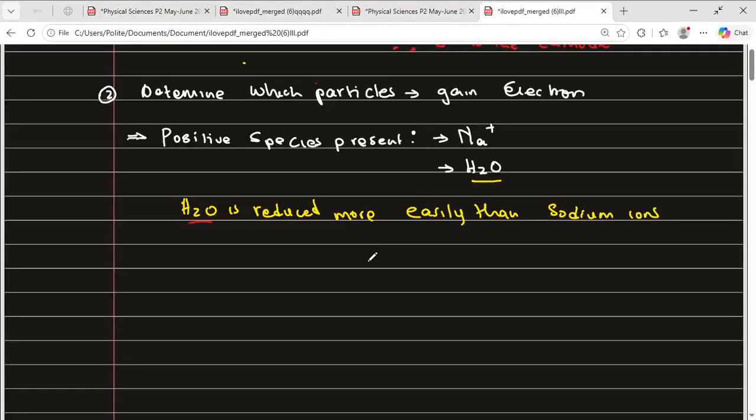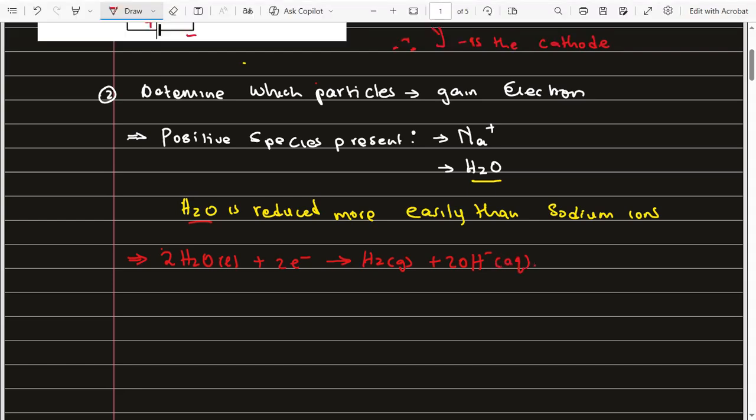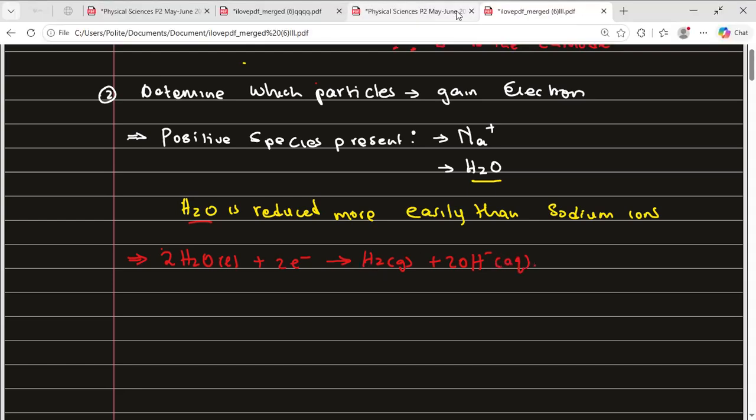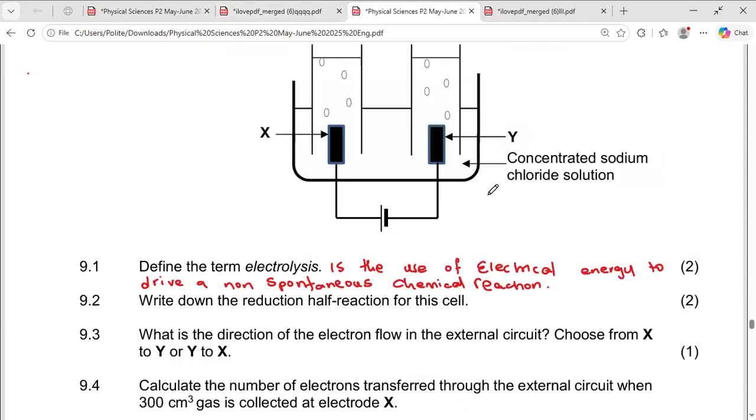Let's quickly go and write that. So the answer for this is going to be 2H2O, which is in liquid state, plus 2e-, giving H2, hydrogen gas is formed, plus 2OH- in aqueous solution. Okay, let me see what we have on the next question.